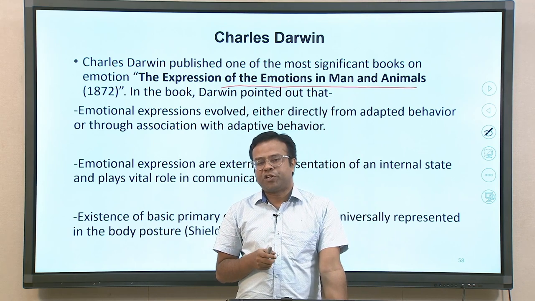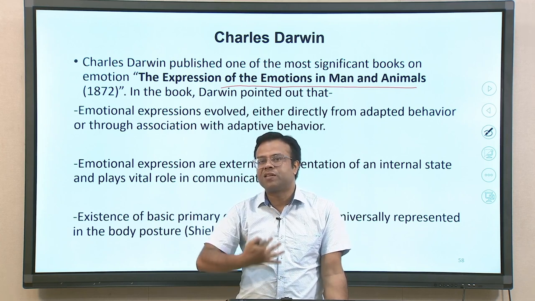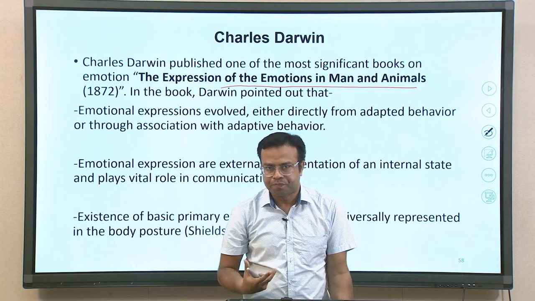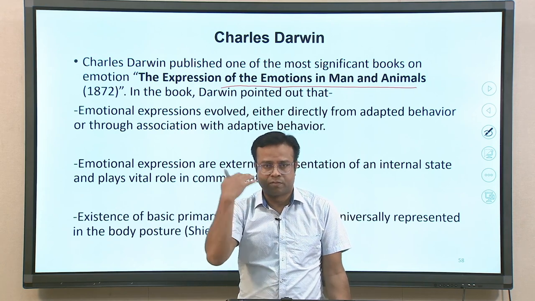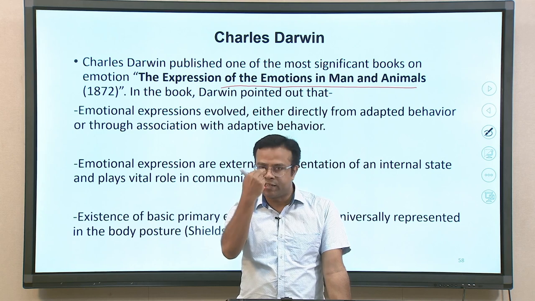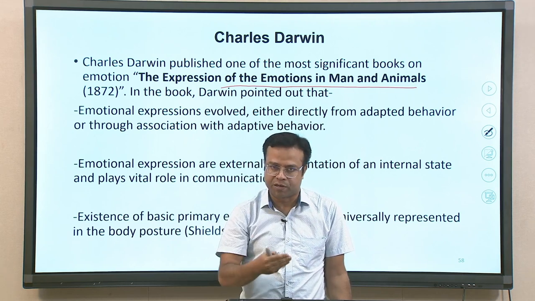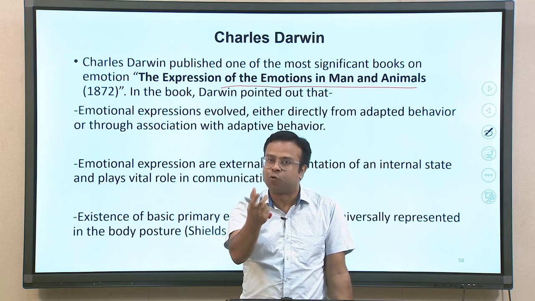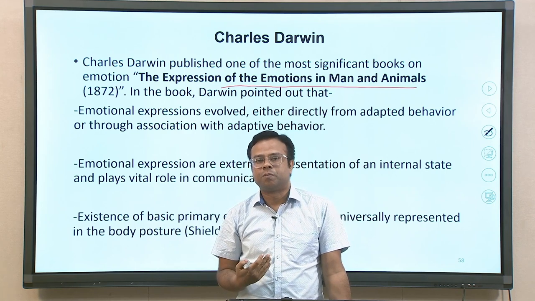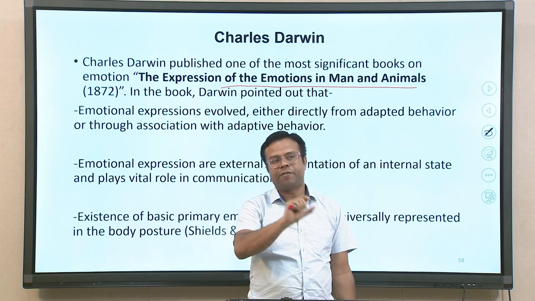He also said that emotional expressions are external representations of an internal state. Obviously, we experience emotion internally, it could be stimulated by an external stimulus, and it reflects an internal state: something happens internally and it is expressed through the face and the body. These emotions play a very important role in communication, because they tell you what your state of mind is. Every emotion communicates something. If you are angry, it says something to the other person. If you are happy, it communicates something to the other person, what you want or what should be done. Through emotions, we communicate our intentions, our actions, and our state of mind to other people. So, it serves a very vital role in communication.